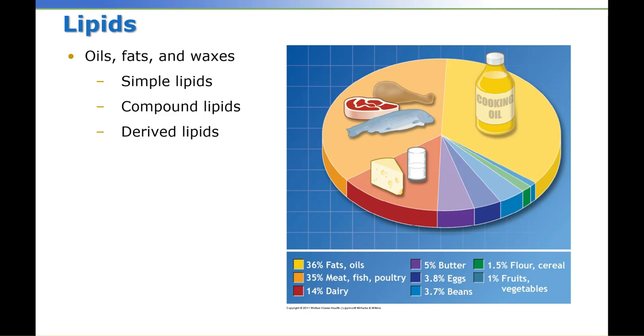Derived lipids. We have cholesterol, okay, which is the widely known derived lipid. It exists only in animal tissue. Cholesterol does not contain fatty acids, yet it shares some of the physical and chemical characteristics of lipids, and from a dietary viewpoint is considered a lipid.